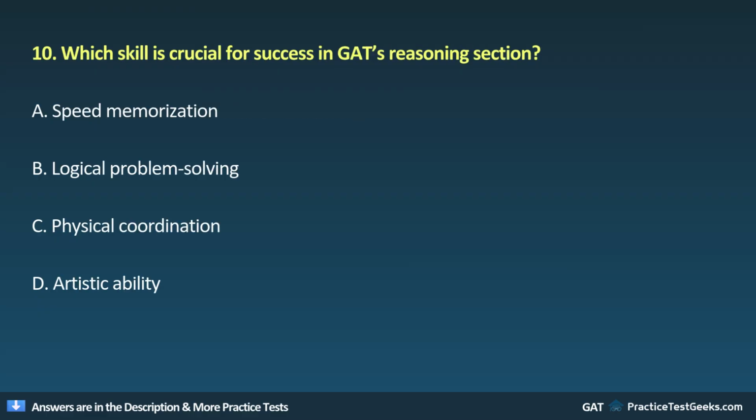10. Which skill is crucial for success in GAT's reasoning section? A. Speed memorization. B. Logical problem solving. C. Physical coordination. D. Artistic ability.